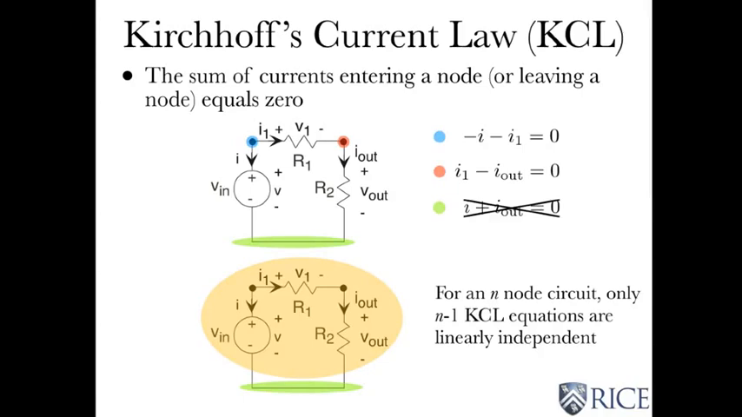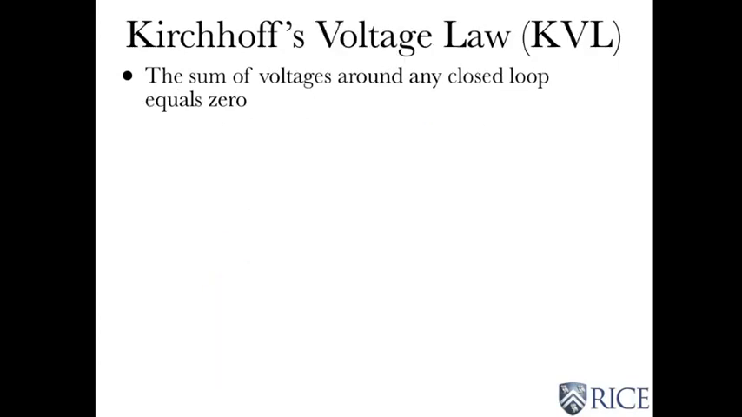So let's move on. We're going to need another equation. We've got 3 VI relations, 2 KCL equations that are independent of each other. We need that last equation so we can solve our circuit. And of course that's going to come from the voltage law.